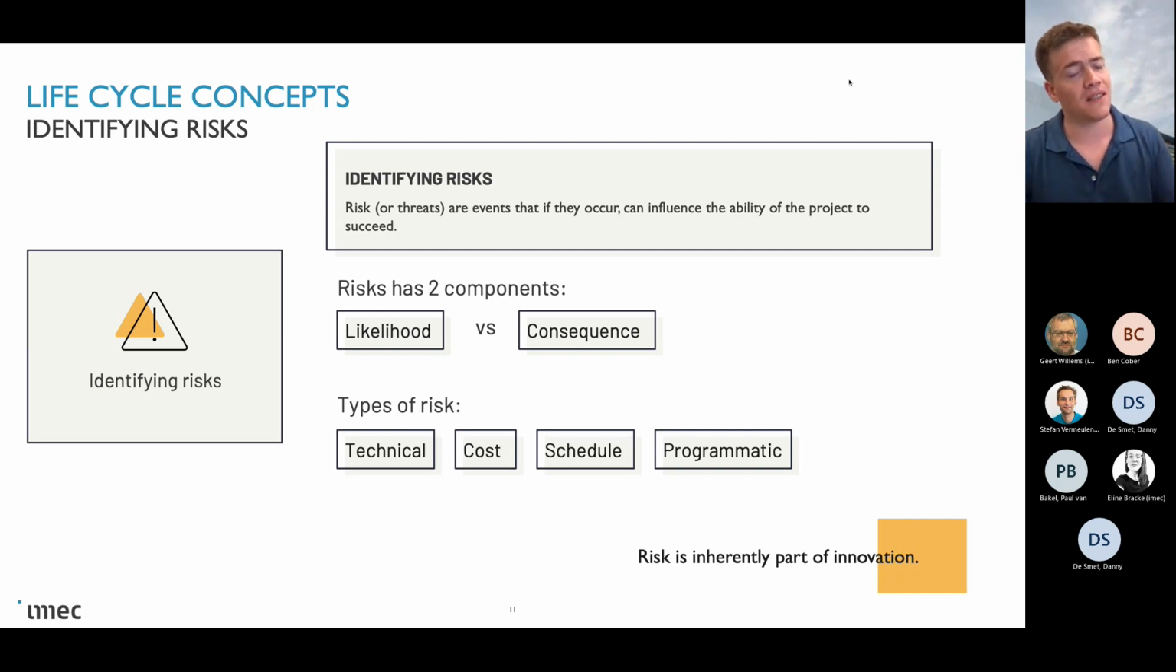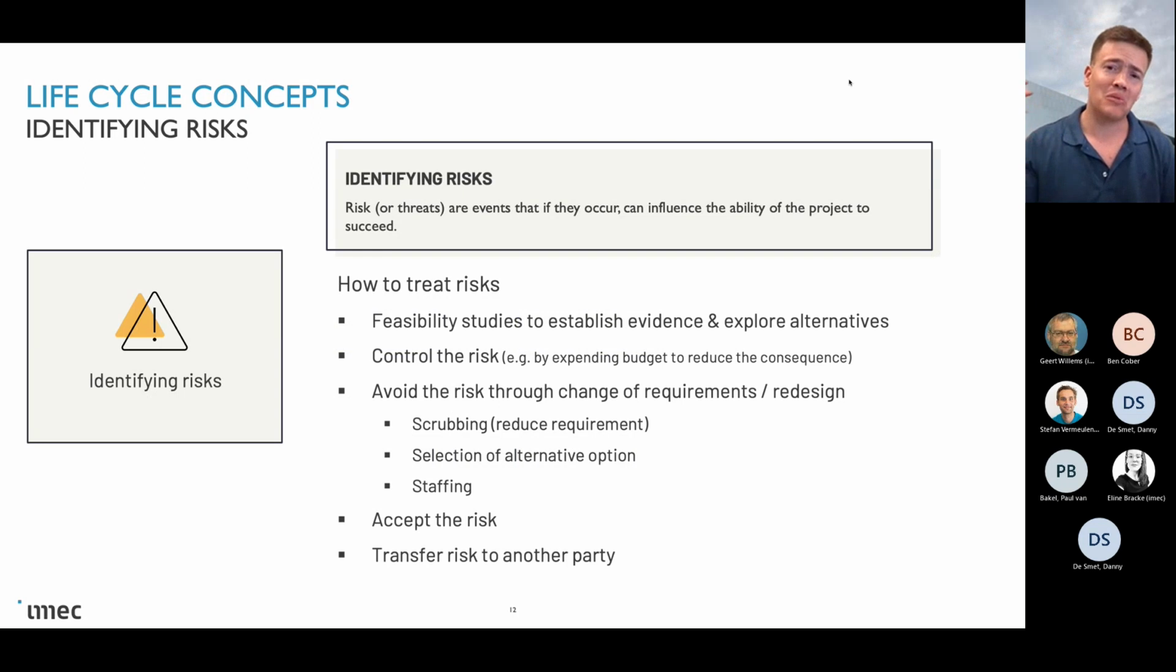But in this phase in the life cycle, creating this life cycle concept, the technical part is what we actually want to analyze and validate. So basically, how to treat these risks. The most important one here is that we do feasibility studies to establish evidence and explore alternatives. The aim is to rapidly gather evidence by testing certain features, components, product concepts, both whether they're desirable, feasible, and viable.